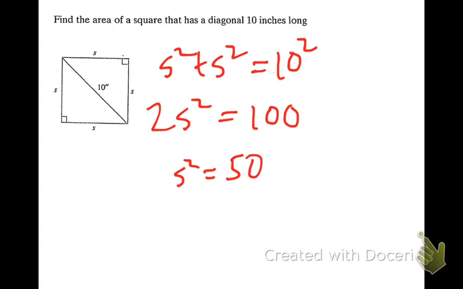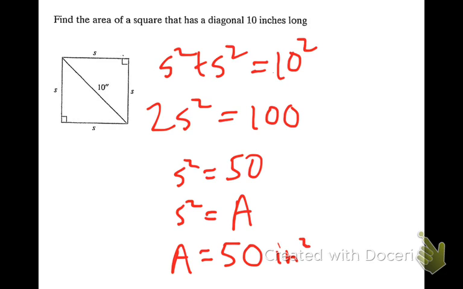But we don't have to do that, because what do we know that s squared is also equal to? The area of the square, right? So we don't have to do the square root. Once I find s squared, that's what I needed to know. s squared equals the area, so the area is going to equal 50 inches squared. All right, any questions there? Okay.